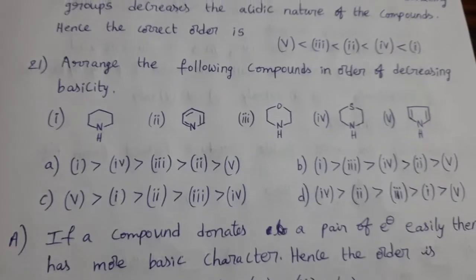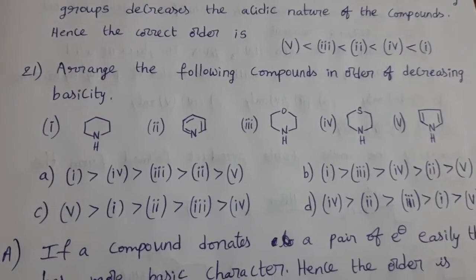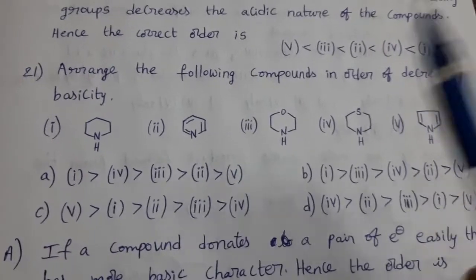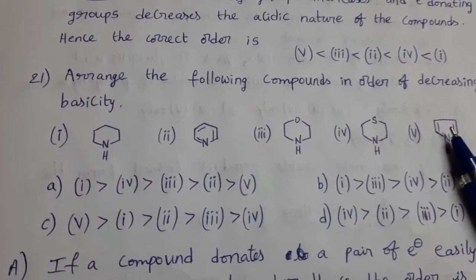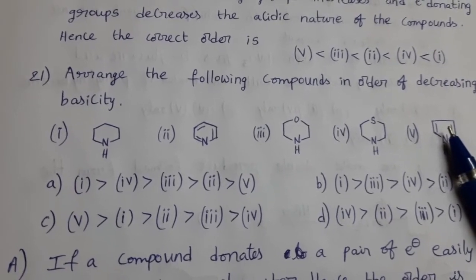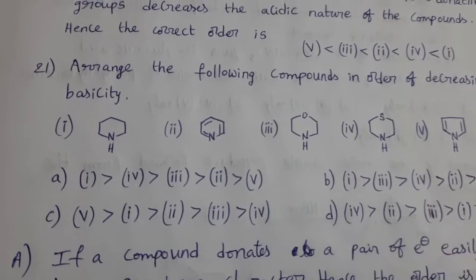Now see the continuation. Arrange the following compounds in order of decreasing basicity. Here 5 compounds are given. We should arrange these compounds in decreasing order of basicity. That means highest basicity to lowest basicity.